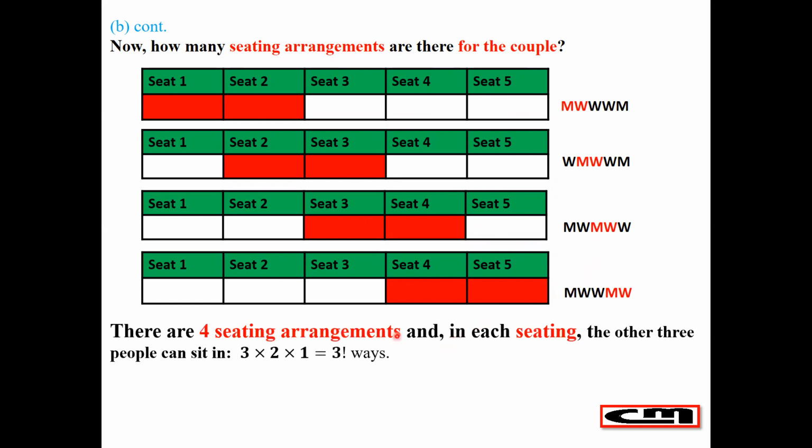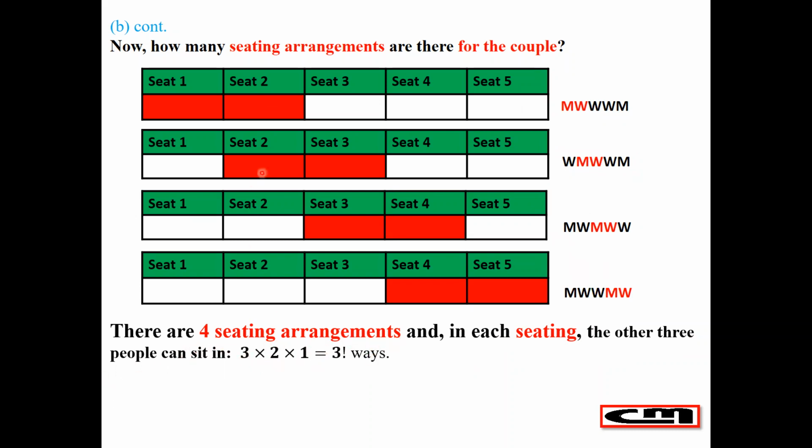So answering our question, of course, I've already said it, but there are 4 sitting arrangements, and in each sitting, the other 3 people can sit in 3 times 2 times 1, which is equal to 3 factorial. In each sitting, that means this is sitting number 1, right? They can sit in this. This is another, sitting number 2, 3, 4. So those are the 4 sitting arrangements.